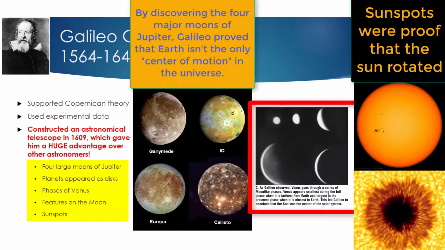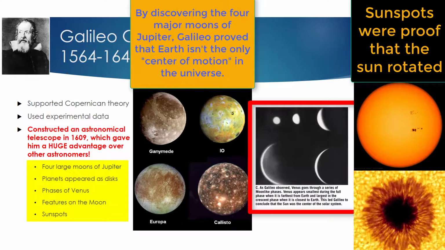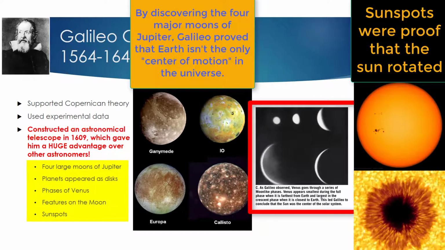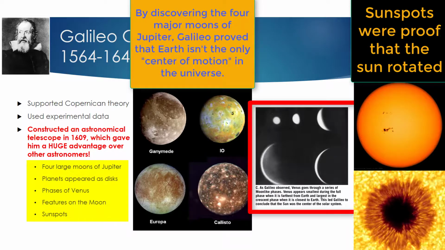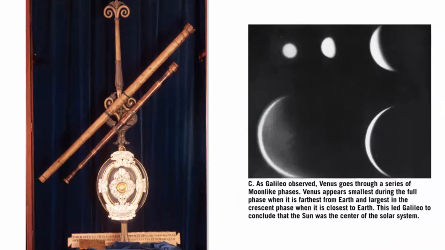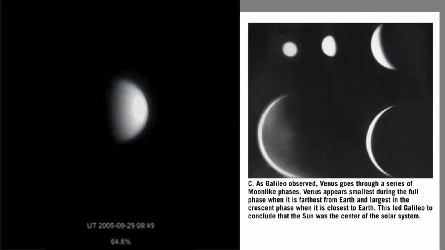And sunspots are areas of the sun's surface that are cooler than the surrounding areas. Well, if you watch sunspots long enough, you'll see them migrating across the sun's surface, and that's proof that the sun rotates. I'd like to briefly focus in on the picture showing the phases of Venus.